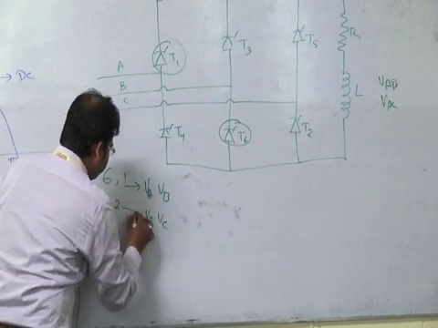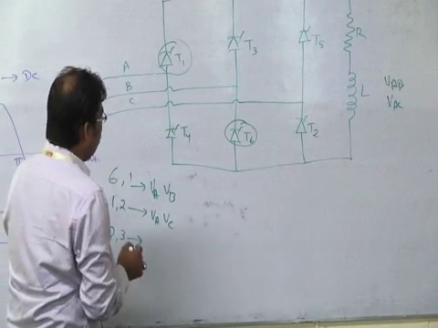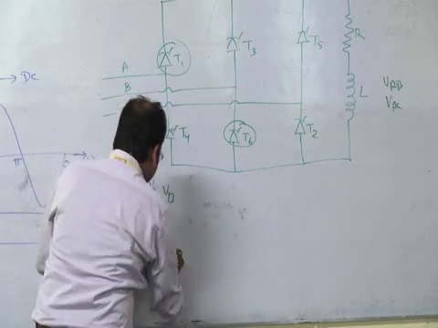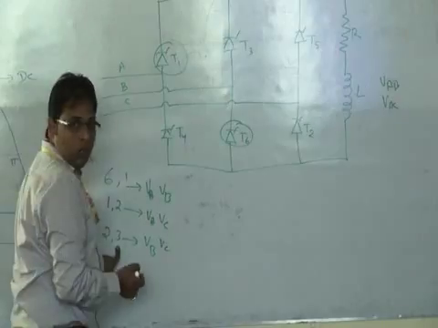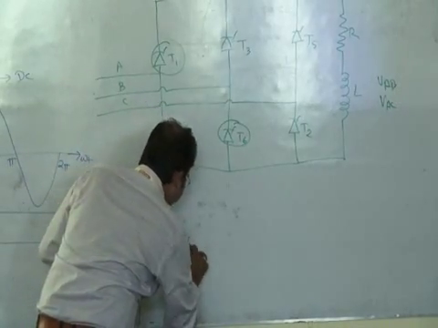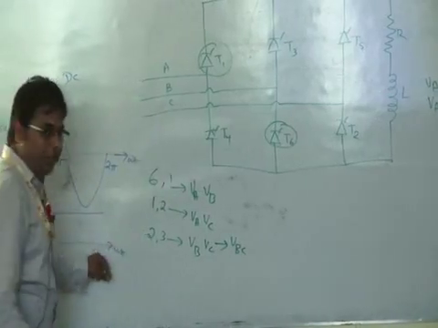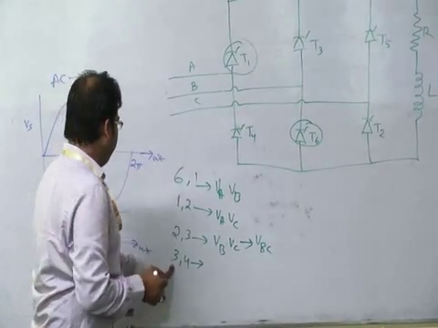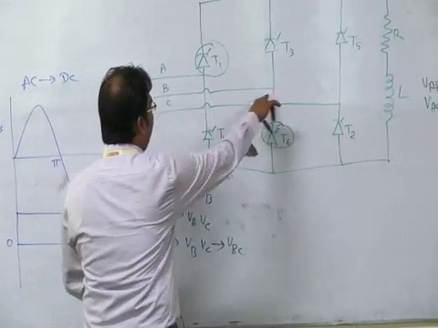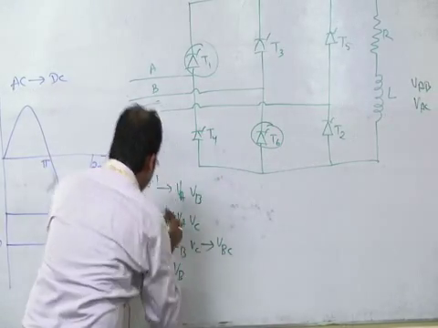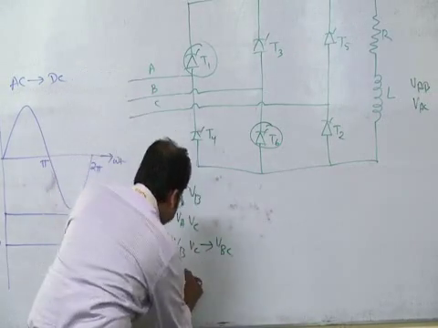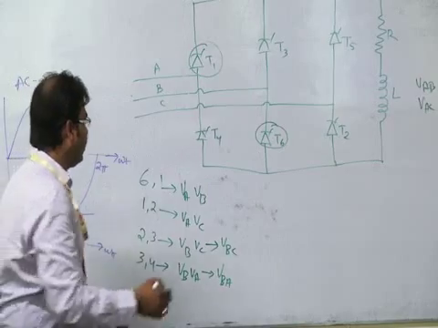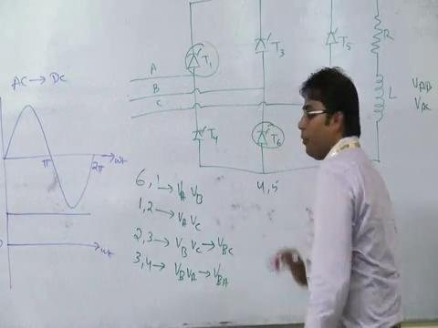Next for 2, 3. 3 means upper half, upper half means B, then VC. So the output voltage will follow the line voltage VBC. Next, 3, 4. T3 is connected to phase B, T4 is connected to phase A. So it will follow VBA.